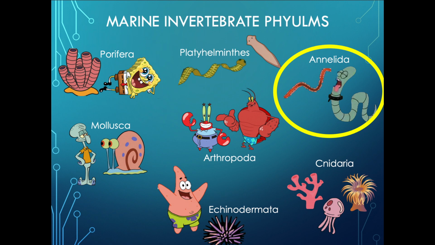Annelid is Latin for little ring. So with that knowledge, what do you think would be an annelid? So again, annelid is Latin for little ring. Do you think that would be crabs, jellyfish, sponges, or worms? What do you think? Right. So guys, annelids are worms. They're your segmented worms. So we have 2 types of worms that we're going to learn about. These are the segmented worms. You're going to learn about flatworms on Wednesday.